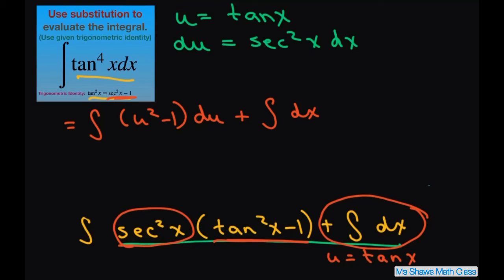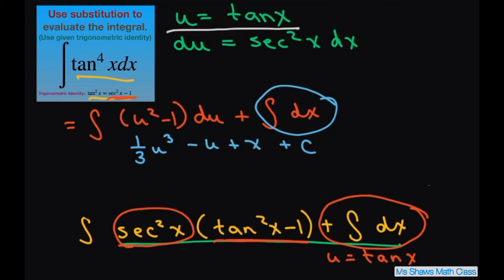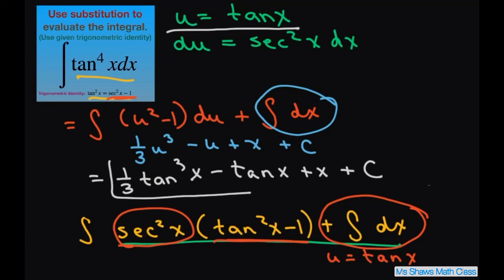Now, let's integrate this. So we're going to get this equals 1/3 u cubed minus u. This part here is just going to be plus x, and then we have plus c. And finally, we're going to substitute in our u, and we're going to get this equals 1/3 tan cubed x minus tan of x plus x plus c. And that's it.